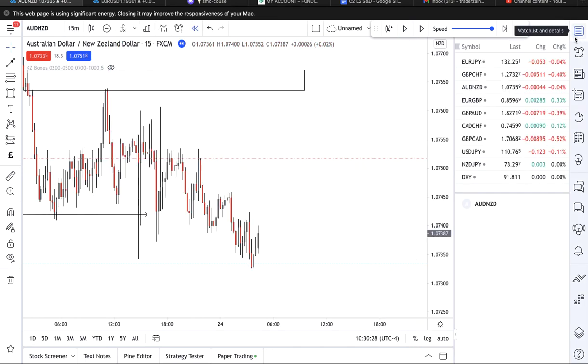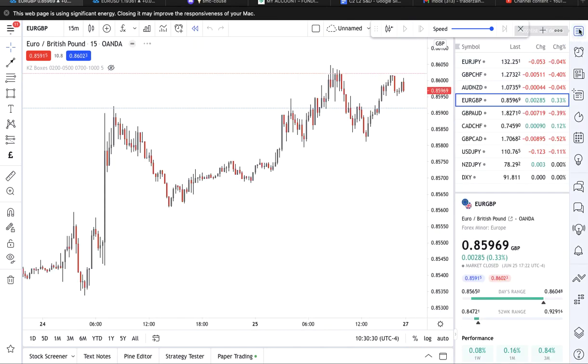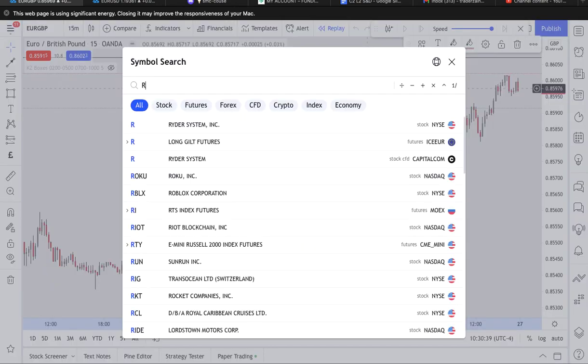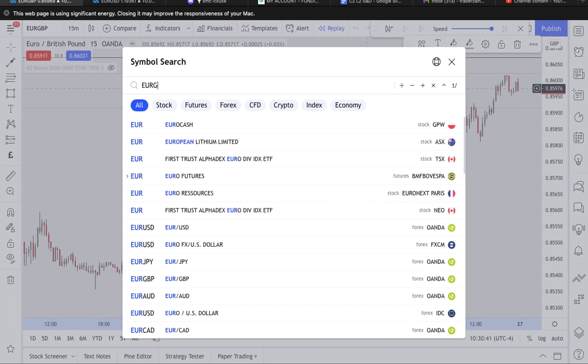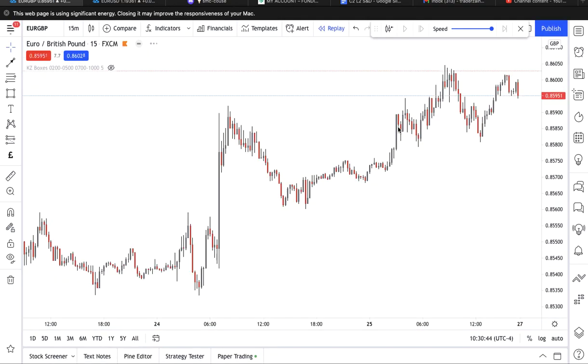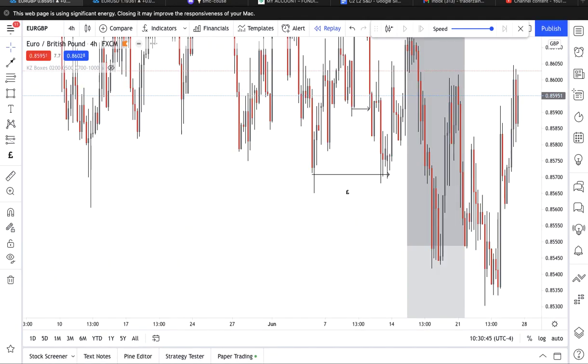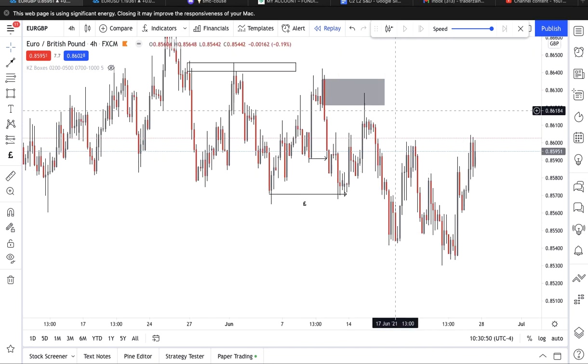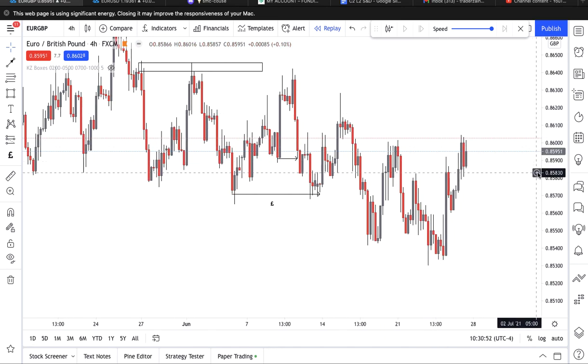If you want, I can show you another example, e.g. 4 hour. Actually, let me take out a fresh chart because I already got my drawing on this one. What's going on? EURGBP. Sweet. Head back to that 4 hour. And let me show you guys why I took this entry. Cool.